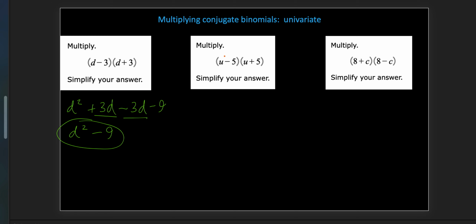Now for this problem, the first positions gives me u times u, and that's u squared. The outer positions, u and 5, that gives me 5u. The inner positions, negative 5 times u is negative 5u. And the last is negative 5 times 5, so that's negative 25. And these add up to 0. And so that's what we have left.